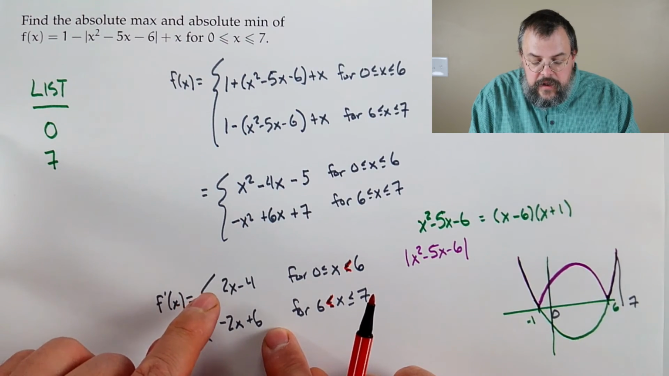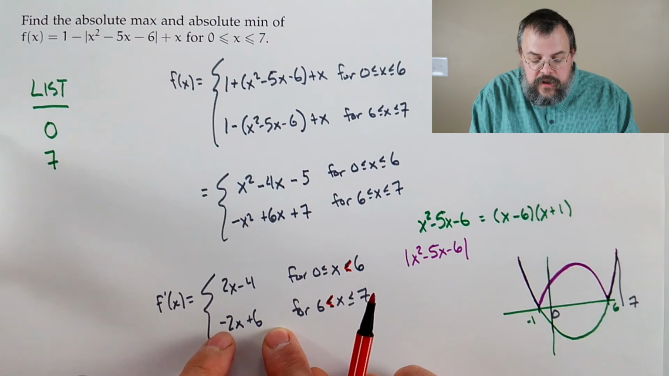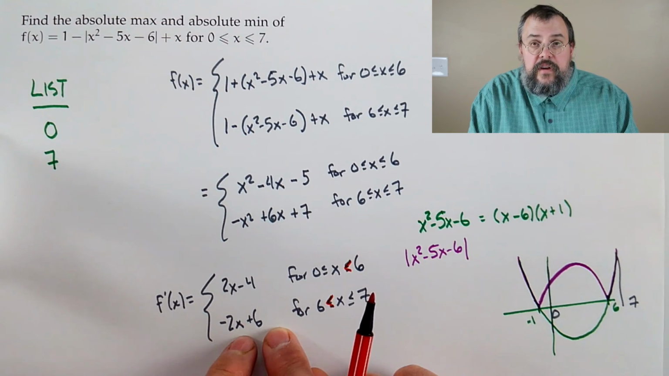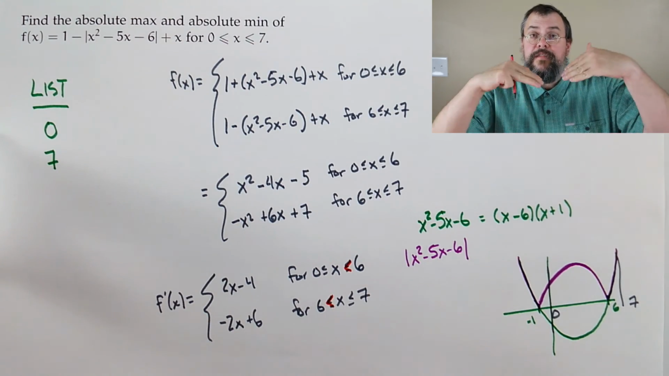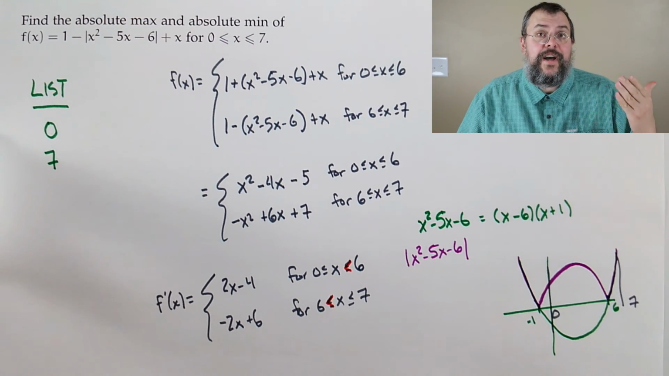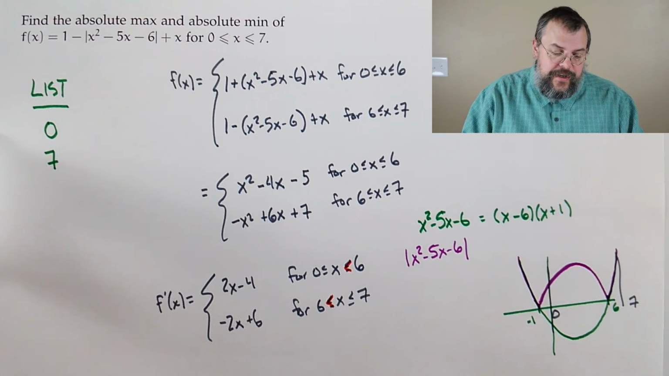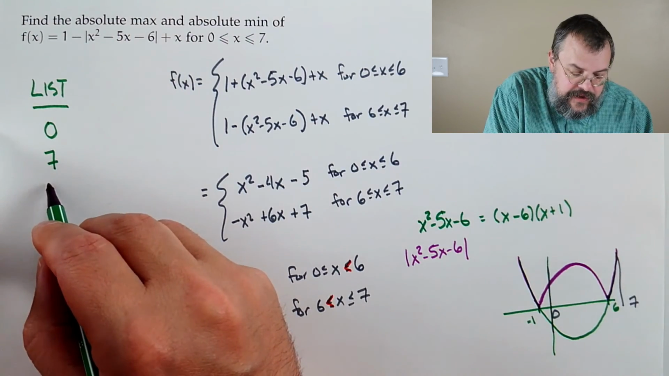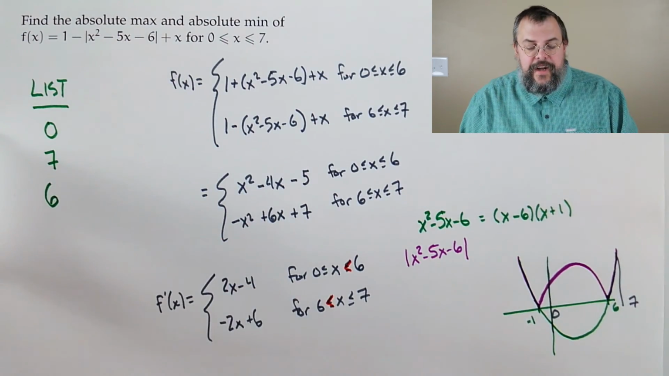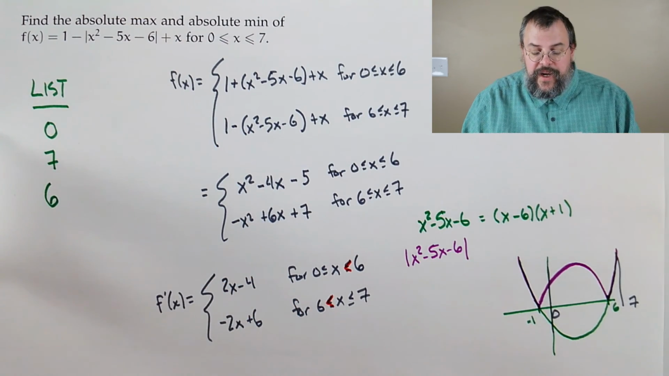So the way I check is I look and say, what would happen if I plug 6 in? Well, here I'd get 2 times 6 minus 4 is 8. Here I'd get negative 2 times 6 is negative 12, plus 6 is negative 6. Well, they're not equal, which means that you really do have a sharp bend at that point. In particular, that means the derivative is undefined at 6. Well, any place where the derivative is undefined, that makes our list. And therefore, 6 has made our list. Congratulations. All right, so again, the first two are boundary. Now the next one is undefined.